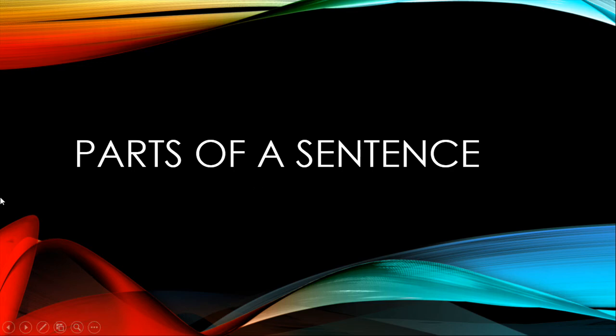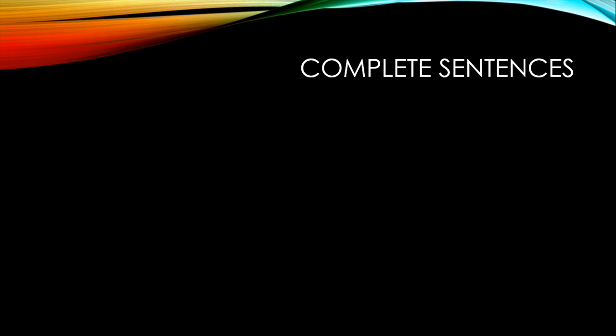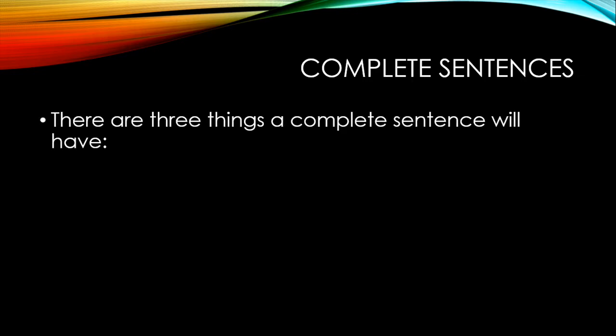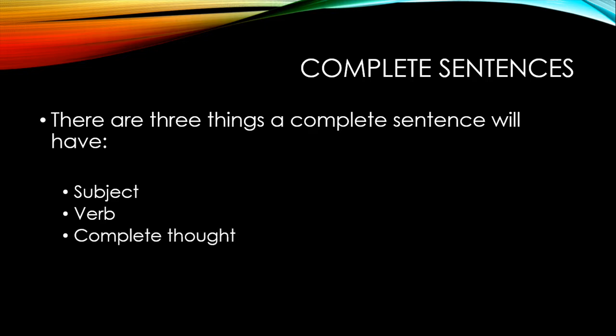Parts of a sentence. The parts of a sentence are important to know because it helps to identify sentence fragments, and it'll help when we learn about clauses and how to punctuate them, and even when we get to subject-verb agreement later. So what is a complete sentence? For a sentence to be complete and not a sentence fragment, there are three things it has to have. It has to have a subject, a verb, and it needs to make a complete thought.